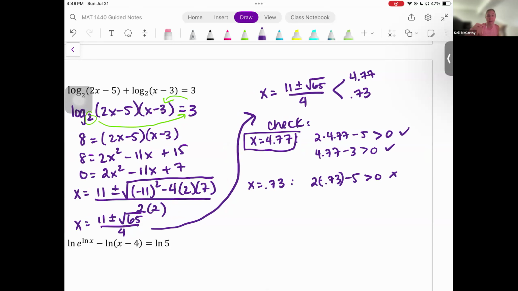Since that first argument's not positive, I don't even need to check the second one, but we can for good measure. 0.73 minus 3 greater than 0? That's also not going to work. So x equals 0.73 is an extraneous solution. It's not a solution for our equation.